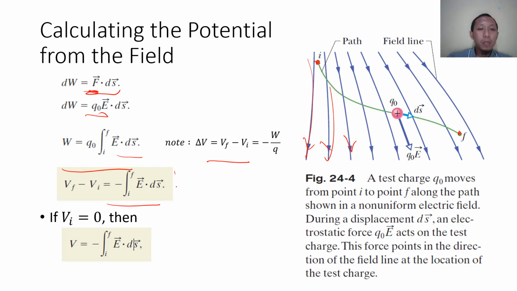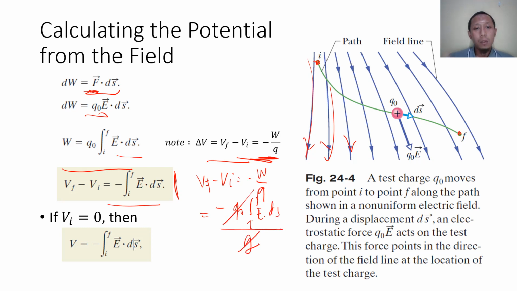Why do we get this equation? Because you know that Vf minus Vi is minus W per q0, and then we can use this equation: minus W is minus q0 times the integral from i to f of E dot ds, per q0. So we can make this one: minus the integral from i to f of E dot ds. This is the delta V. So if Vi is equal to 0, then V at f is this one, minus the integral from i to f of E dot ds.